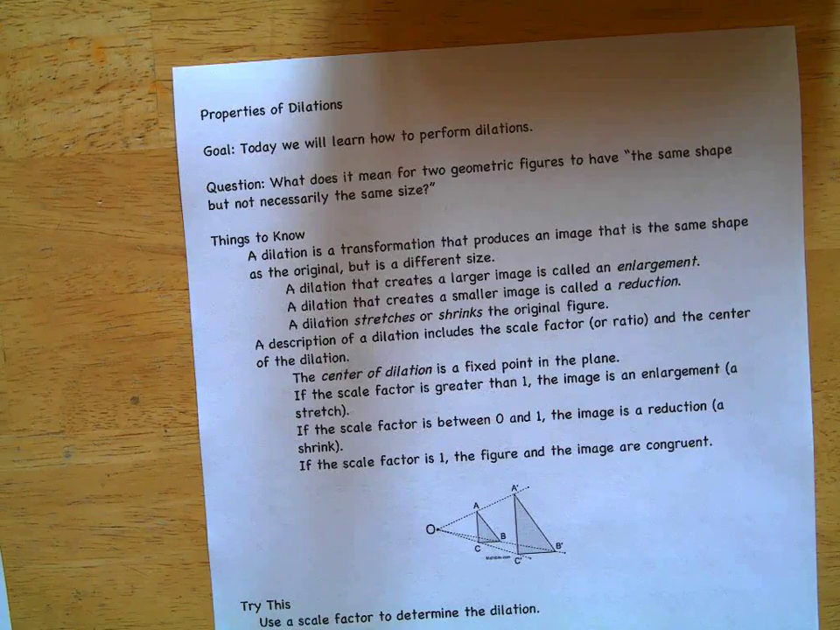The center of dilation is a fixed point on a plane. We're talking about the coordinate plane. If the scale factor is greater than 1, then the image is considered an enlargement, a stretch. If the scale factor is between 0 and 1, or what we could also say is less than 1, the image is a reduction, or it shrinks. If the scale factor is 1, then the figure itself and the image are congruent because they'll be the exact same size and the exact same shape, so that makes them congruent.